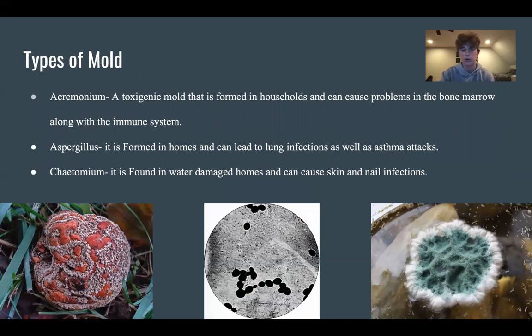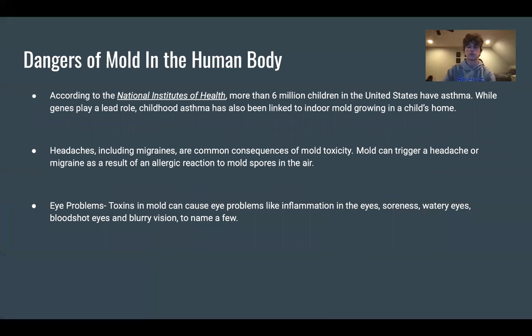First off, acremonium. It's a toxigenic mold that is formed in households and can cause problems in the bone marrow, along with the immune system. Another one is aspergillus. It is formed in homes and can lead to lung infections as well as asthma attacks. Finally, chaetomium. It is found in water damaged homes and can cause skin and nail infections.